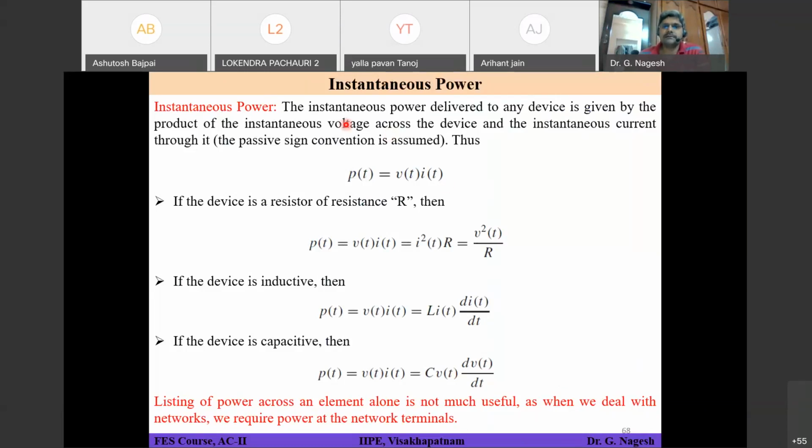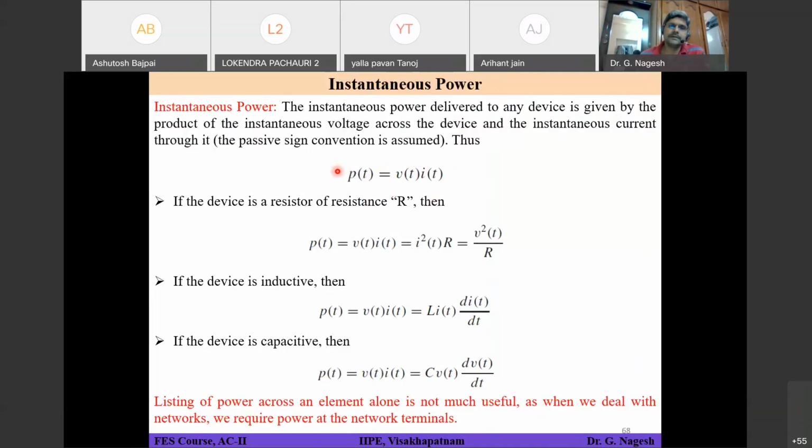So how to define that? The instantaneous power delivered to any device is given by the product of instantaneous voltage across the device and the instantaneous current through it, and the passive sign convention is satisfied. So if you talk about the power delivered to any device, you simply multiply the voltage across the device with the current flowing into the positive terminal of that device. That will give you the instantaneous power.